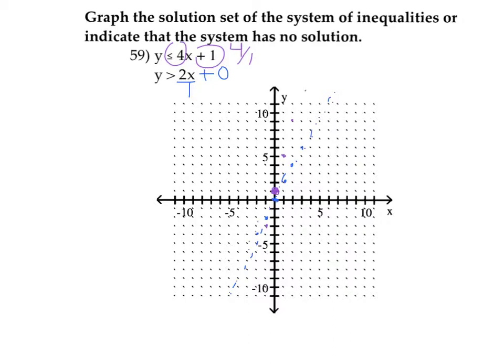Okay, now here's the thing. It's less than the purple line, which means that we would shade this direction from the purple line. But it's greater than the blue line. Greater than the blue line is this way, because it's above that line. So we have to say, hey, where do those overlap? They overlap right here where I'm shading in green. So that would be our answer.